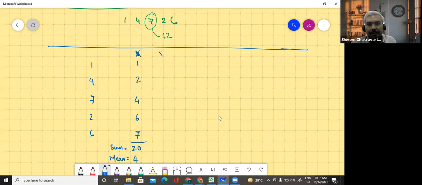So here we will calculate xi. Here also we can put a subscript. Each of these is xi: x1, x2, x3, x4, x5. So xi minus x bar, where this is the mean, the x bar. So here we have xi minus x bar: 1 minus 4 is minus 3. 2 minus 4 is minus 2. 4 minus 4 is 0. 6 minus 4 is 2. 7 minus 4 is 3.